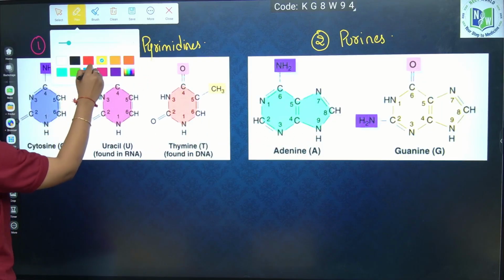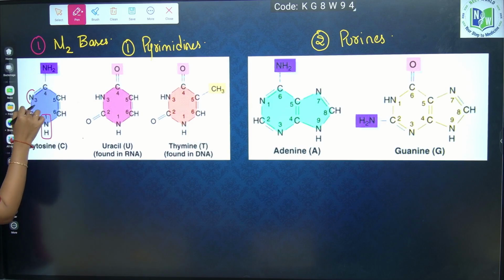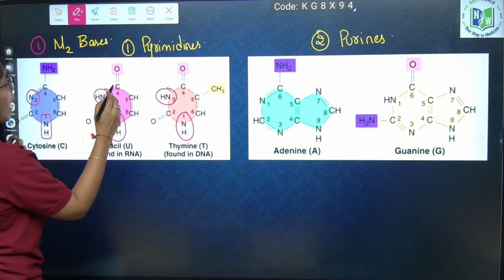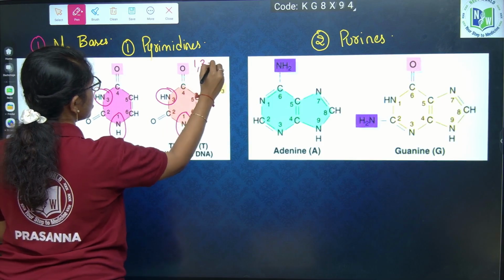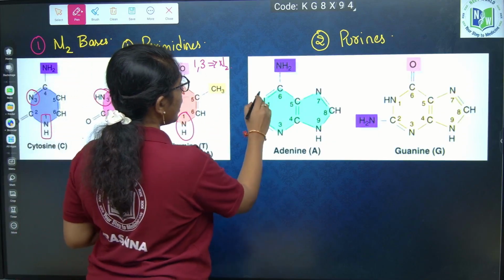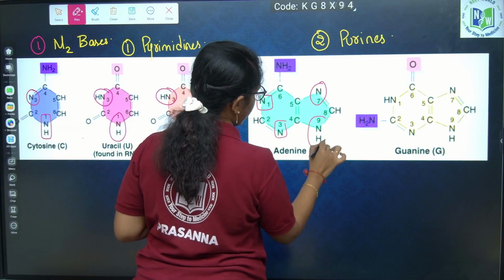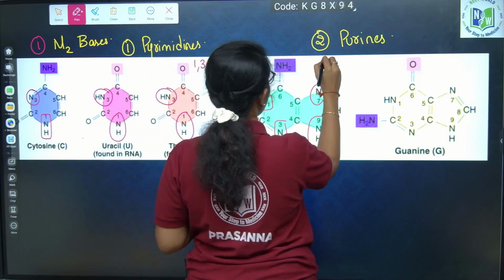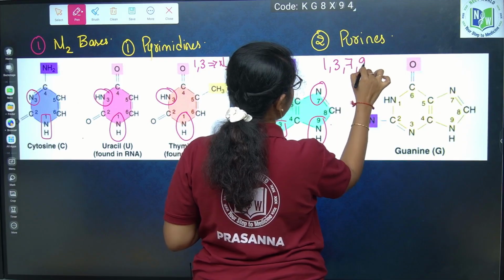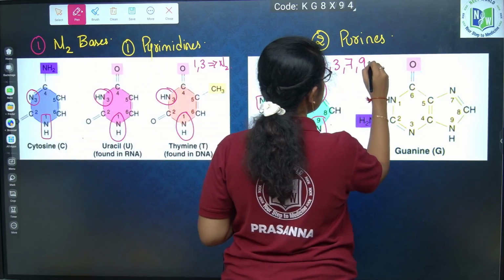And the number of nitrogens present in a pyrimidine are at first site and third site. At 1 and 3 positions nitrogen is present. If you look over here in purine, at 1, 3 and 7, then 9, at 4 positions nitrogen is present. At 4 positions what is present? Nitrogen is present.